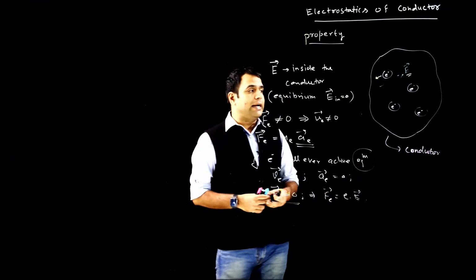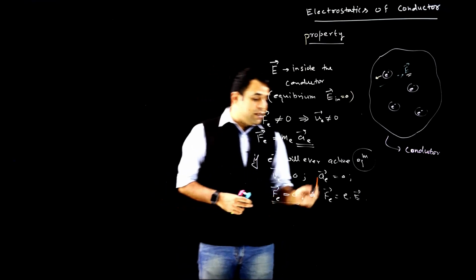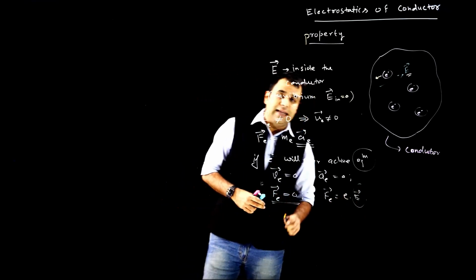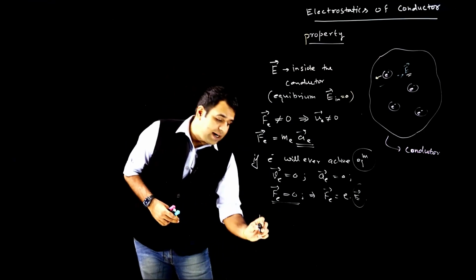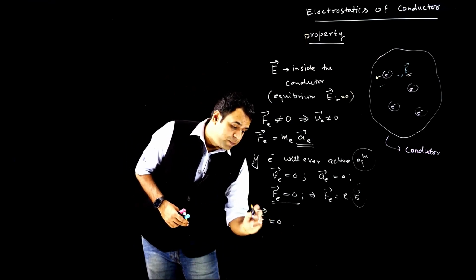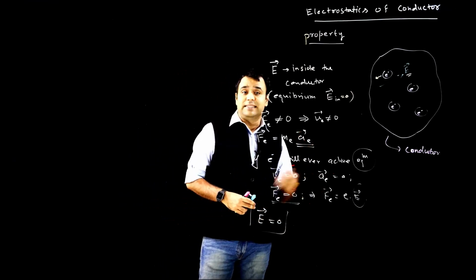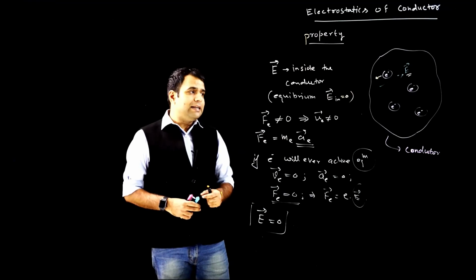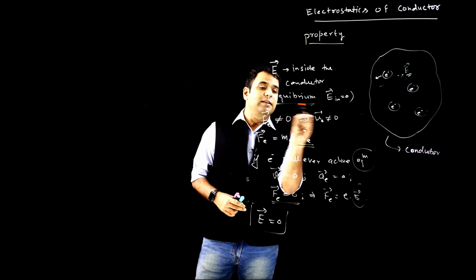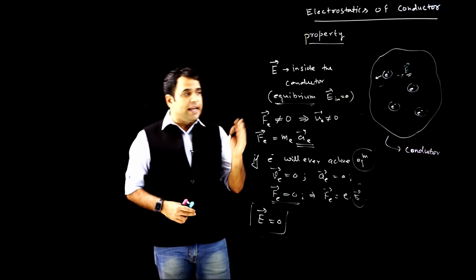If ever the force acting onto the electron will become 0, that will happen only under one case, and that case is when the electric field will become 0. So ultimately, if I'm saying the electric field inside the conductor is 0, there is a condition. And that condition is when the conductor achieves the equilibrium.